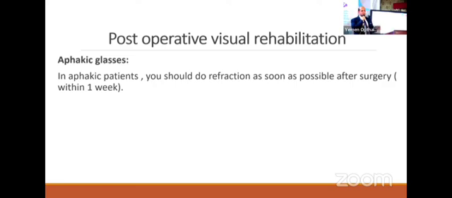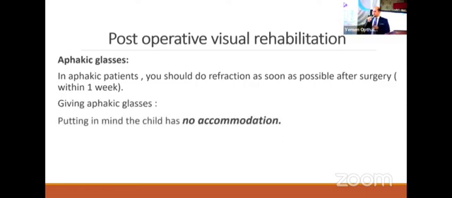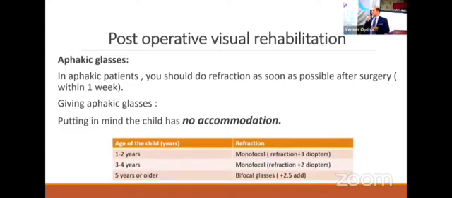Once you do the surgery, give him 3 to 5 days until the cornea clears. If you put an air bubble, it will absorb. Then directly do refraction for the patient and give him the aphakic glasses. Usually put in mind, those children have no accommodation, so we need to give the full refraction. In 1 to 2 years, we need to give the refraction plus 3 diopters. For 3 to 4 years, you need to give plus 2, and 5 years or older, you need to give bifocal glasses.